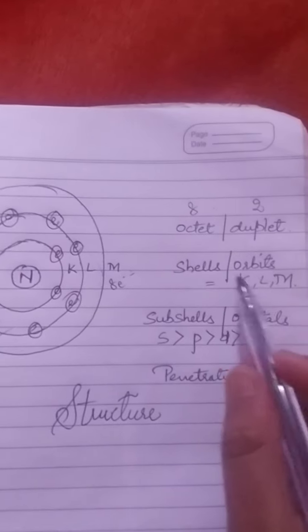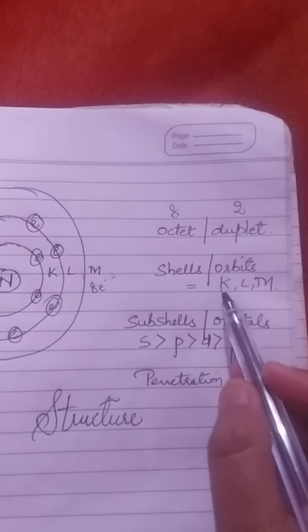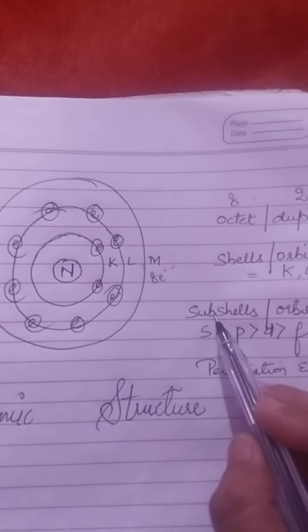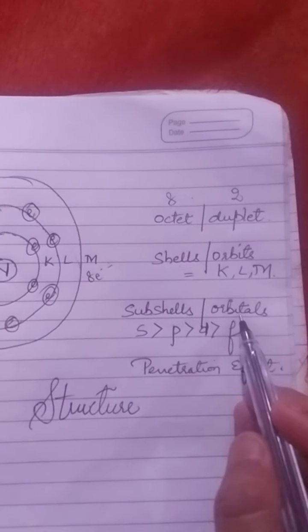These shells are known as orbits. They are represented as K, L, M. Now, in between them, subshells are present. That is called orbitals. This is the structure of an orbital. One orbital has the capacity of holding 2 electrons with opposite spin. You can write it like this, or you can write it like this.